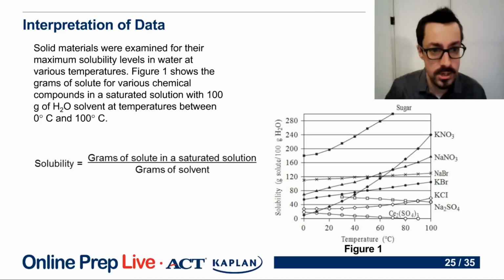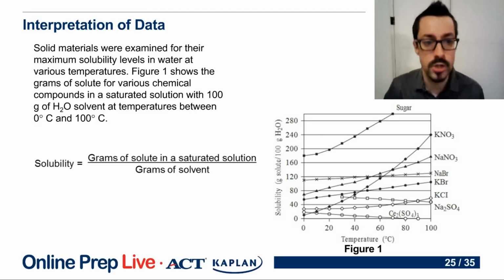It says solid materials were examined for their maximum solubility level in water at various temperatures. Figure 1 shows the grams of solute for various chemical compounds in a saturated solution with 100 grams of H2O solvent at temperatures between 0 degrees Celsius and 100 degrees Celsius. And they give us this little ratio. Solubility is the ratio of grams of solute to grams of solvent.